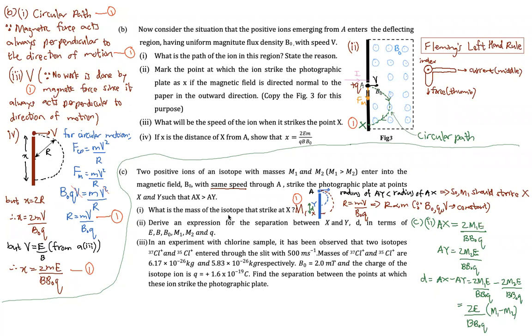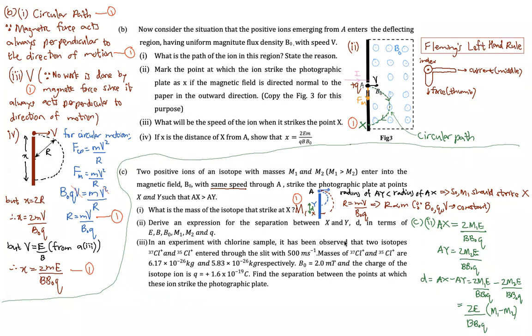Then we'll move on to the next part. In an experiment with chlorine sample, it has been observed that the two isotopes, chlorine 37 plus and chlorine 35 plus, entered through the slit with 500 meters per second. I think this is from O level, A level chemistry first lessons, hope you can remember. So that is V given to us. Masses of chlorine 37 plus and chlorine 35 plus are 6.17 into 10 power minus 26 kilogram and 5.83 into 10 power minus 26 kilogram respectively. So this is M1, this is M2.